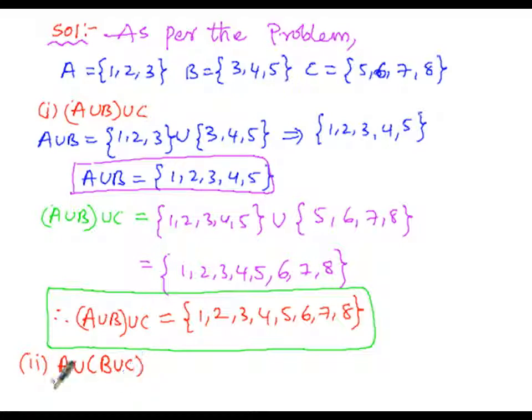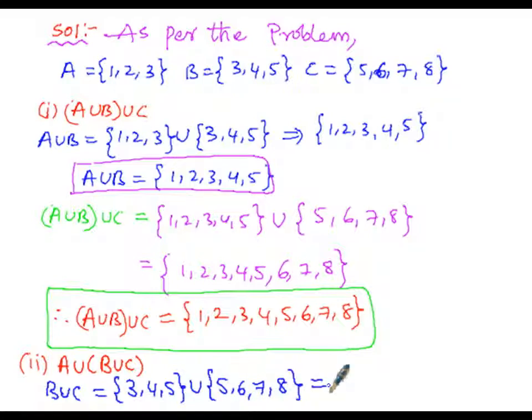So B union C is equal to the set B consisting of the elements 3, 4, 5. Then union with the set C. Set C elements are 5, 6, 7, 8. So in order to find the union of these two sets, we have to write the elements of the first set as it is. So here the first set elements are copied as they are, 3, 4, 5.